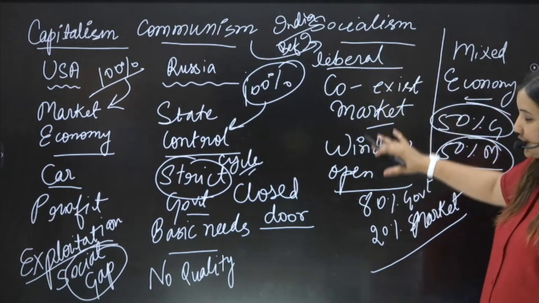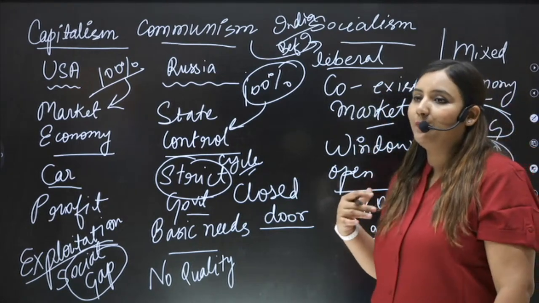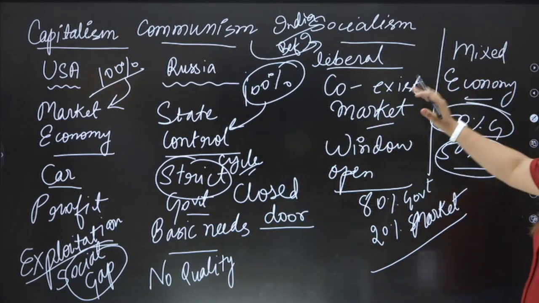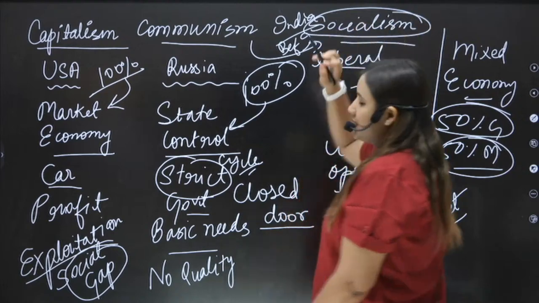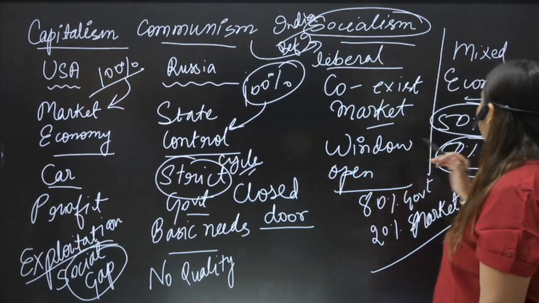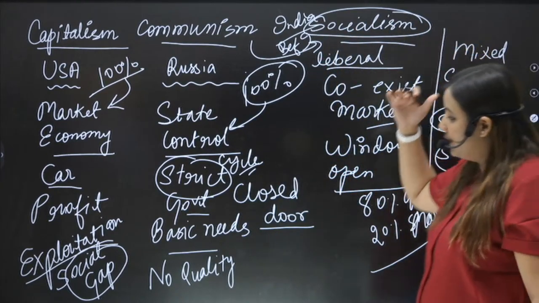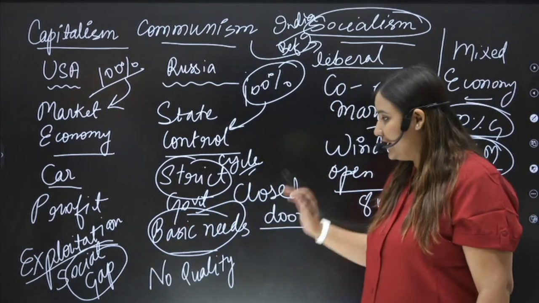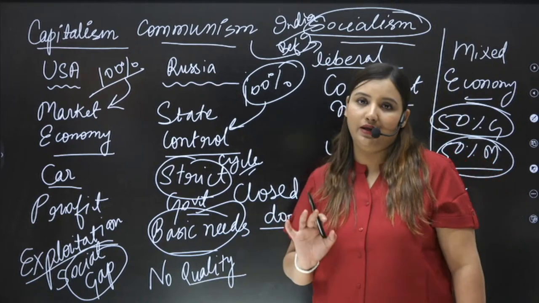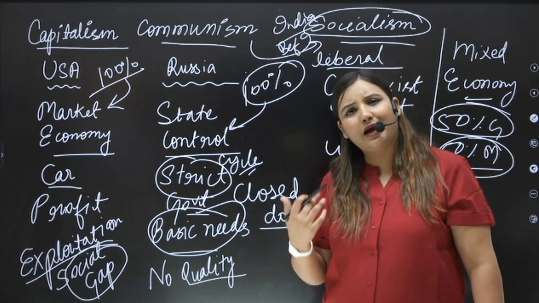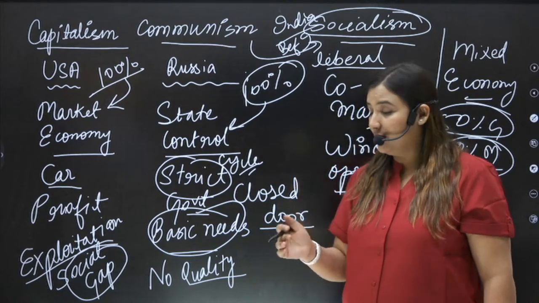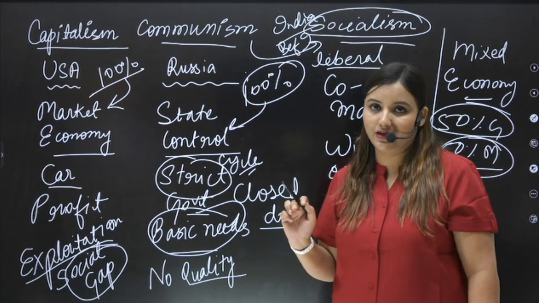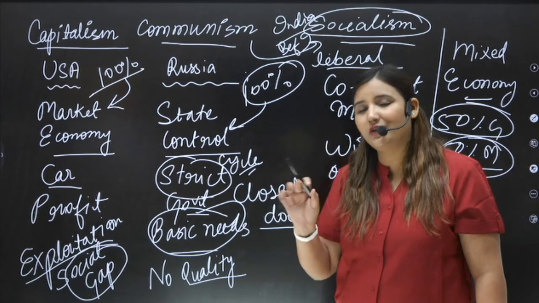So when the British Raj was there, when Britishers controlled India, and when we were fighting for independence, at that time, socialism was best for us. Why? Because we needed basic needs more than profit. We could still manage with low quality, but we could not manage without basic necessities getting fulfilled, because poverty was very, very high.